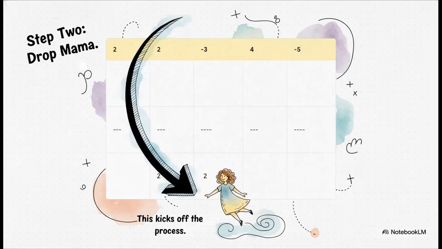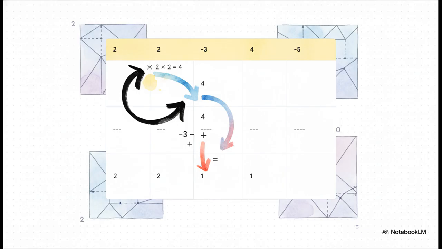All right, step 2, drop mama. All you do is take that first coefficient, the 2 in this case, and bring it straight down, right below the line. That's it. This is the number that kicks off the whole chain reaction. Pretty easy so far, right? And now we get into the core loop, the rhythm. You take the number you just brought down, that 2, and you multiply it by the box number, which is also 2. So 2 times 2 is 4.